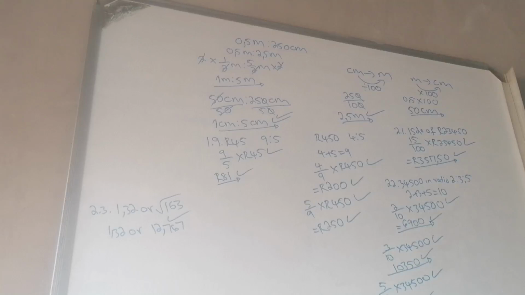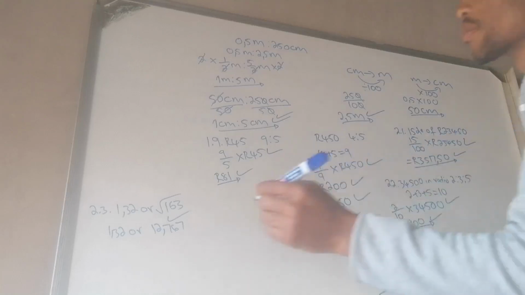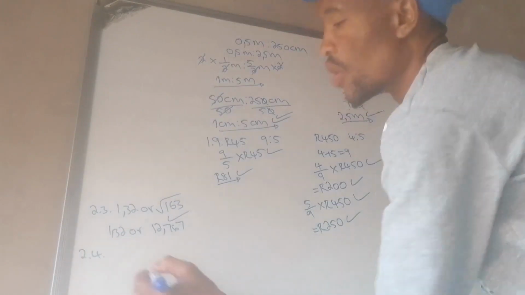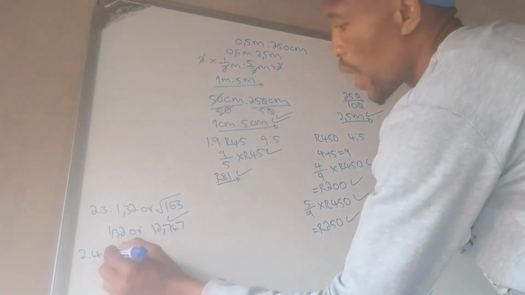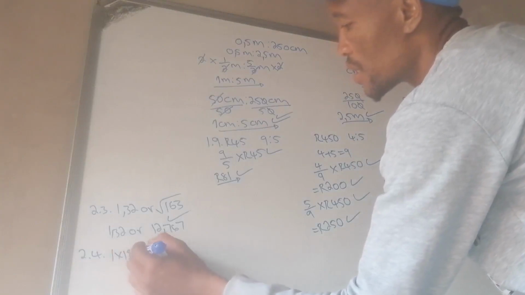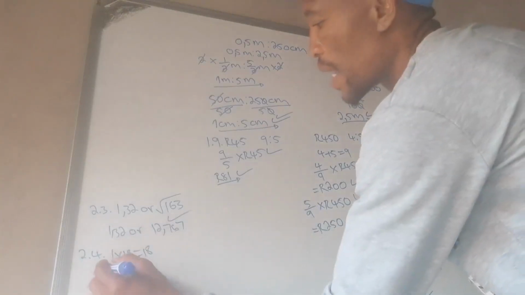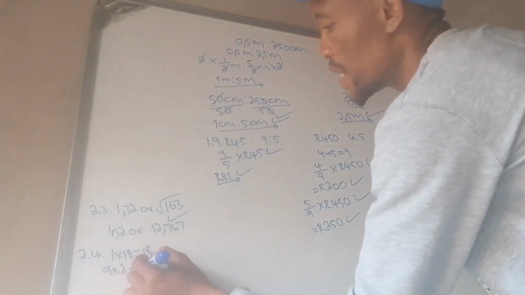Write down the factors of 18. The factors of 18 are all the numbers that, when we multiply them, we get 18. 1 times 18 is 18. 9 times 2 is 18.